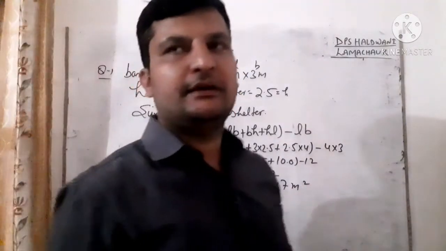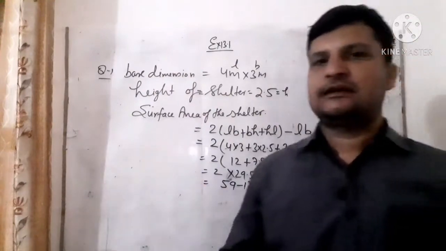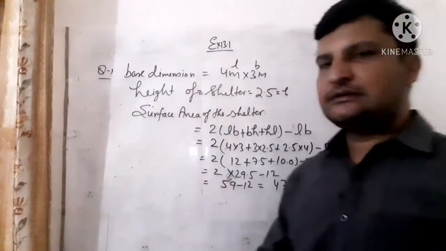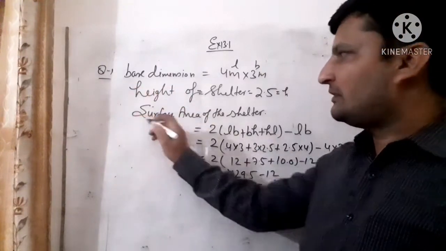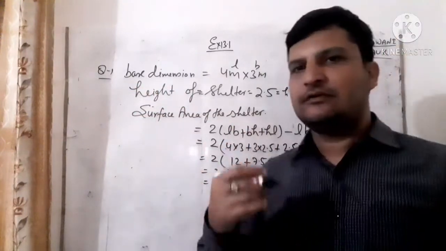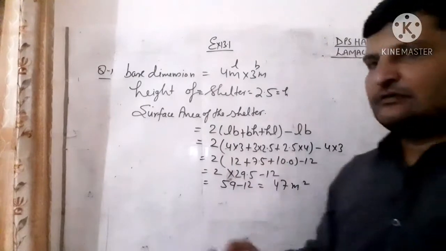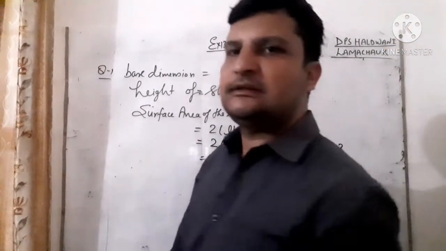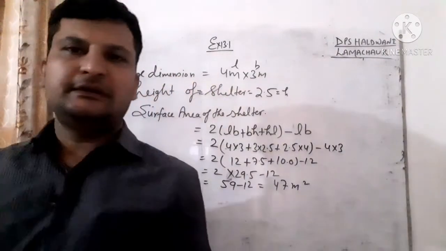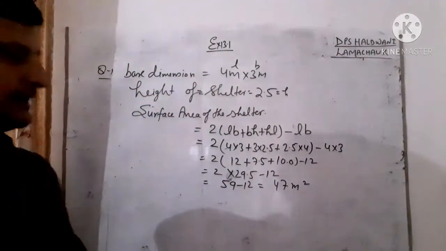Base dimension is given and this is covered with all the four sides, but only the base is left. So we have used this formula. Surface area of the shelter means we have found the total surface area minus we have subtracted L into B. Okay student, now this exercise is finished. Now we will start, student, the next exercise.